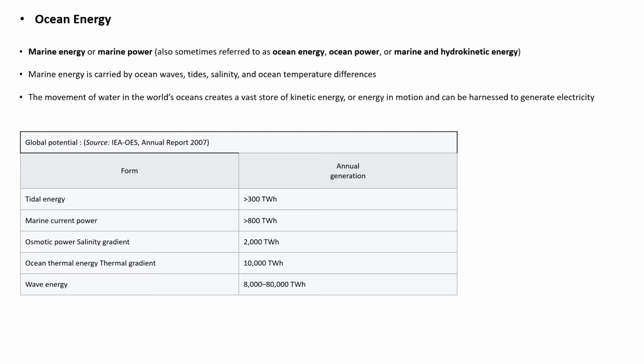tidal energy with a potential power generation of more than 300 terawatt hours per year. Other forms are marine current power with more than 800 terawatt hours per year, osmotic power or salinity gradient with 2000 terawatt hours per year, ocean thermal energy or the thermal energy gradient with 10,000 terawatt hours per year, and wave energy with 8,000 to 80,000 terawatt hours per year.